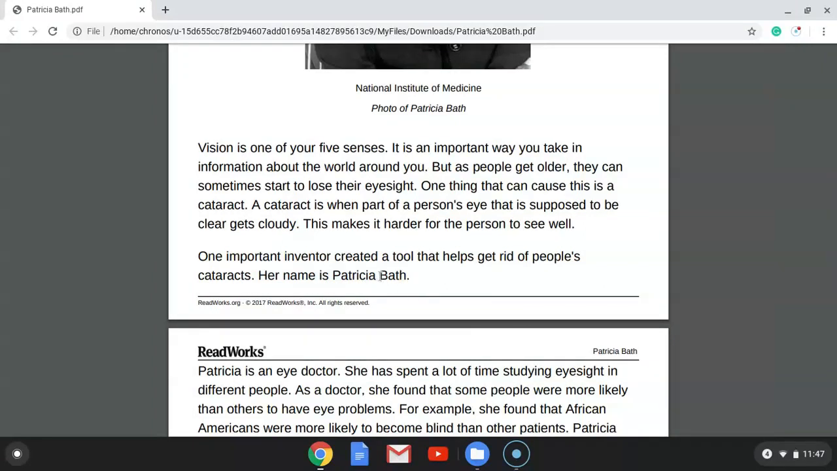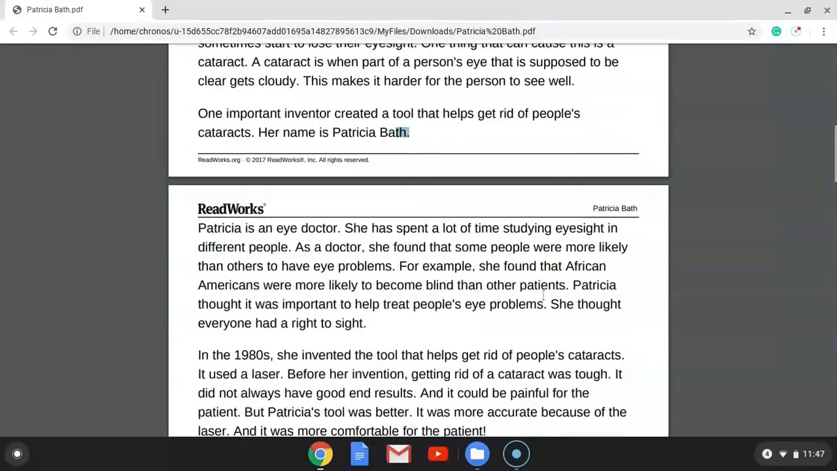Let's look at her last name. Her last name has a special feature. What do you notice about her last name, Bath? Her last name has a digraph. A digraph is when 2 letters come together and make one sound. It has a TH, thumb, right there. Let's continue with our reading.